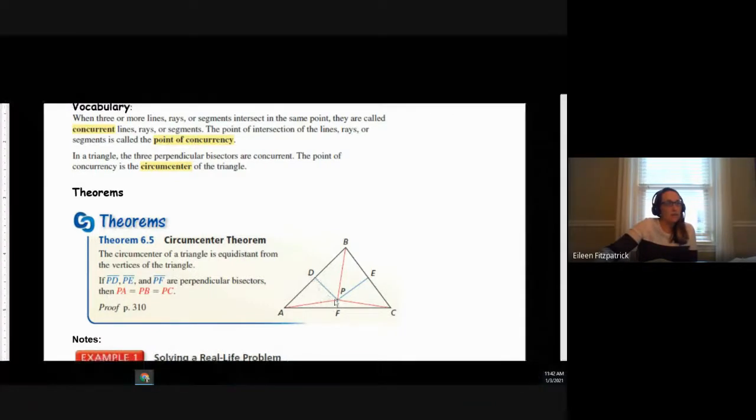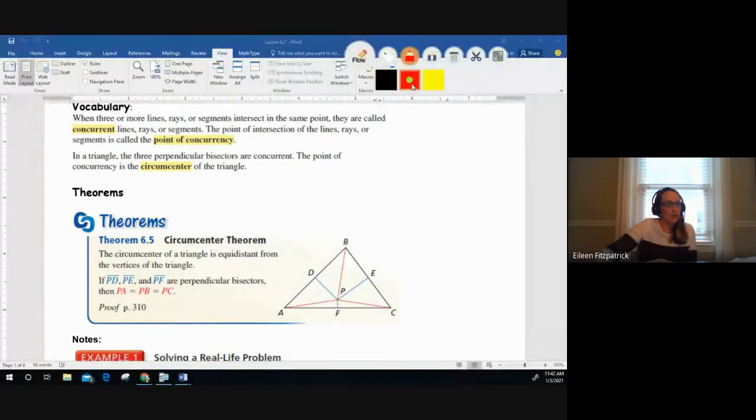If PD, PE, and PF are perpendicular bisectors, let's think about that for a second. If PD is a perpendicular bisector, that means that we have a right angle here, and DB is congruent to DA. And if PF is a perpendicular bisector, we have a right angle, and that means that AF is congruent to FC. And if PE is a perpendicular bisector, that means we have a right angle, and BE is congruent to EC. All right, so those are your perpendicular bisectors.